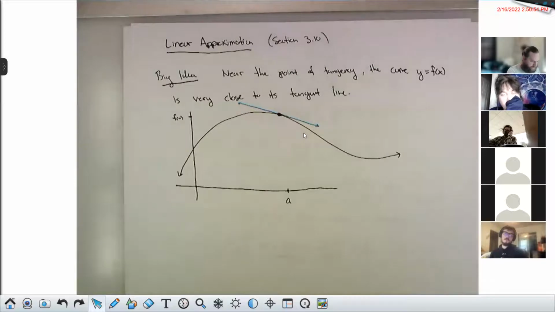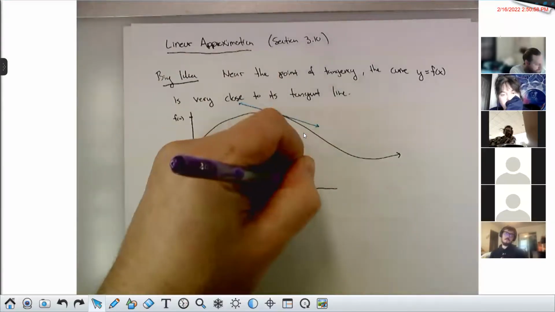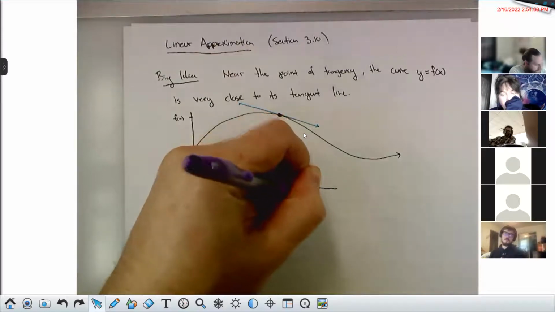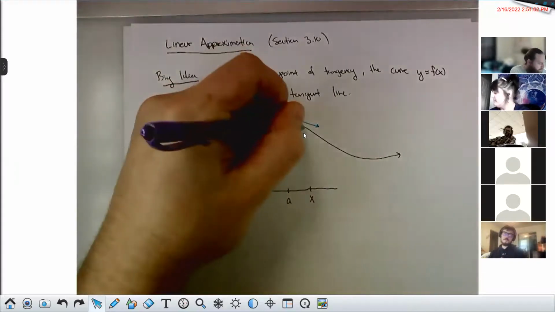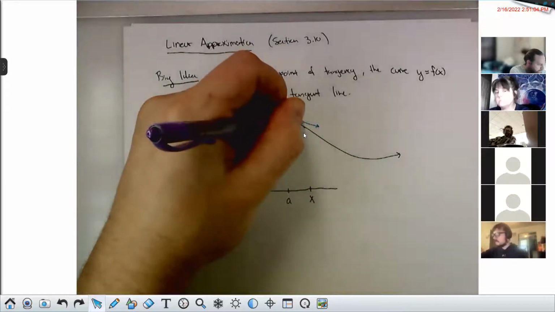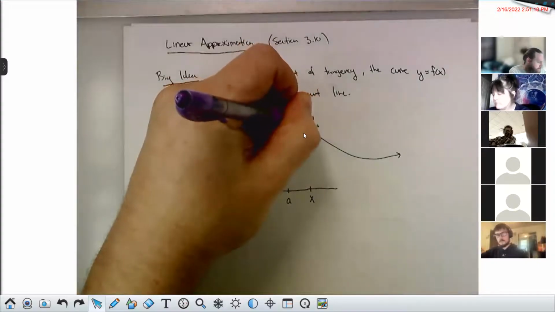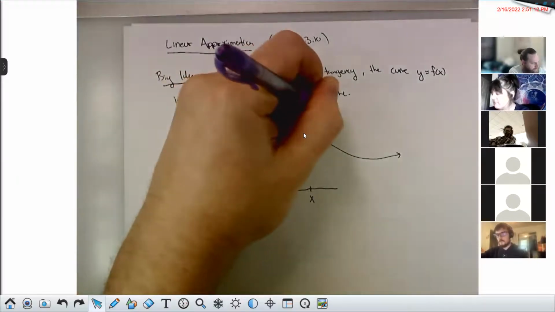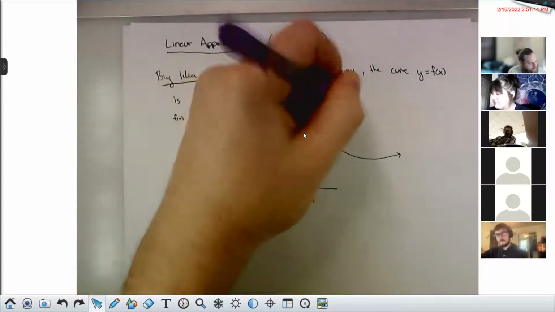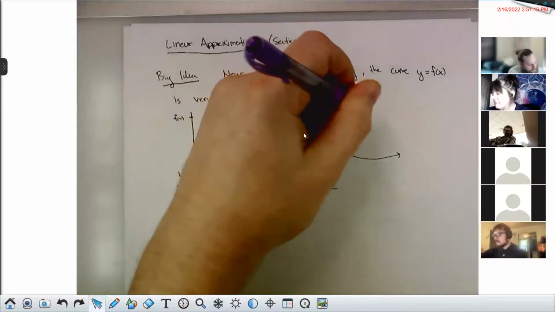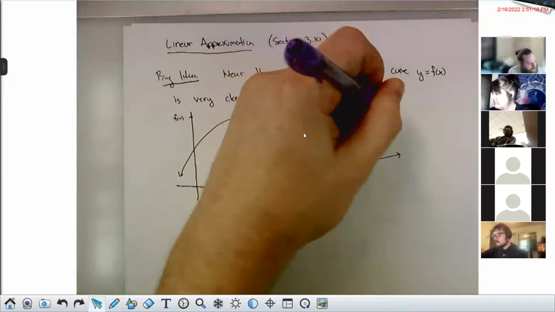So the distance I'm talking about there, if we take some x value here, which is reasonably close to A, and you look at the vertical distance here, it's quite small.